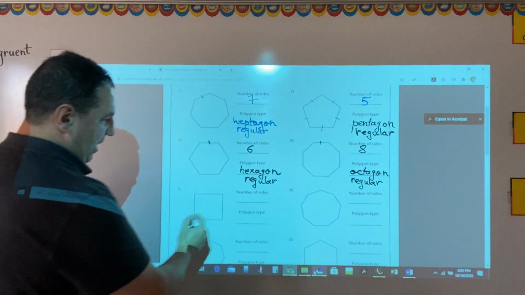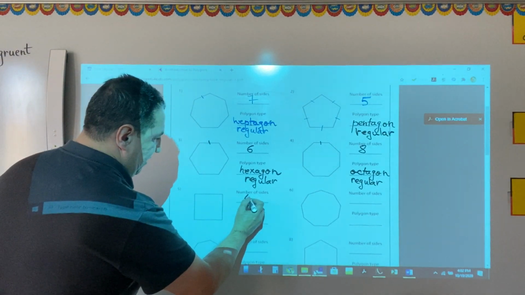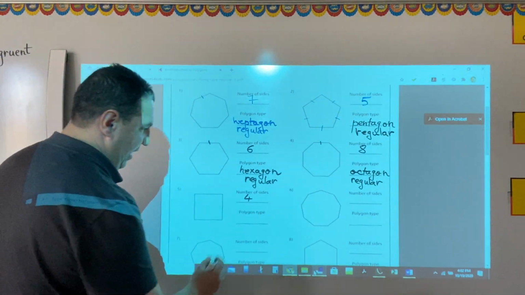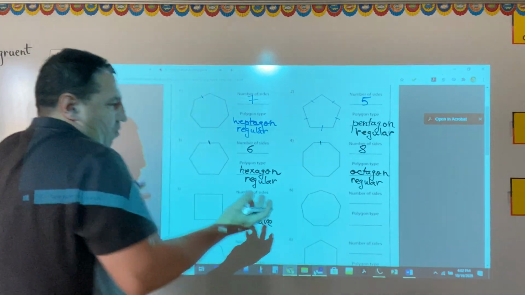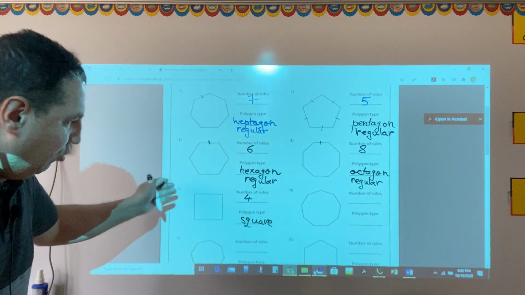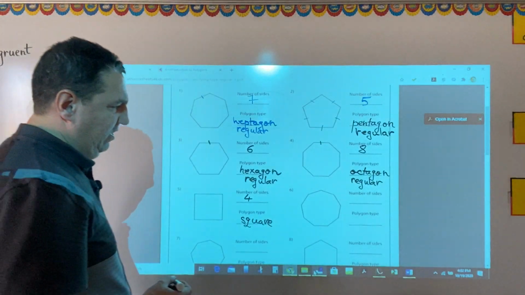Next is a square, right? Because it has 4 sides. So we say square. And of course it's regular, right? Because all sides and all angles are congruent.